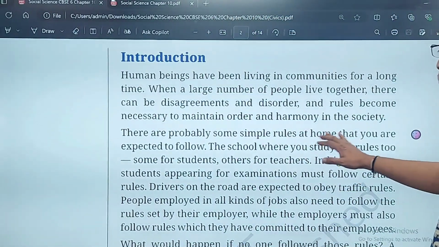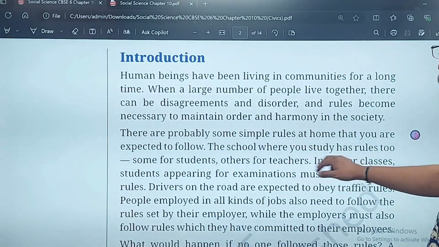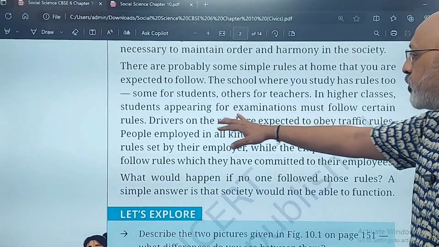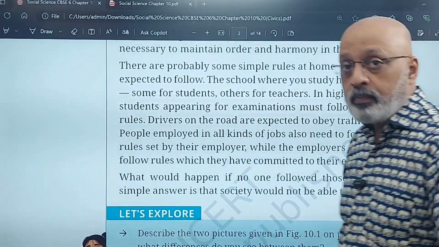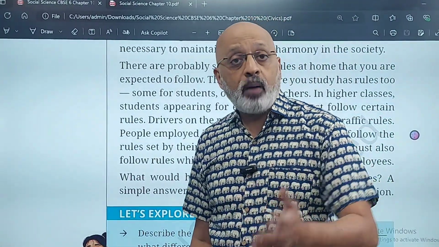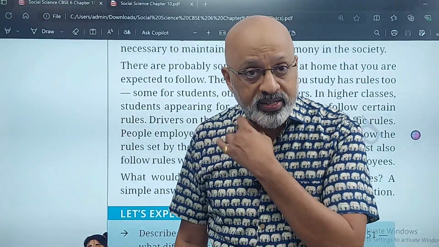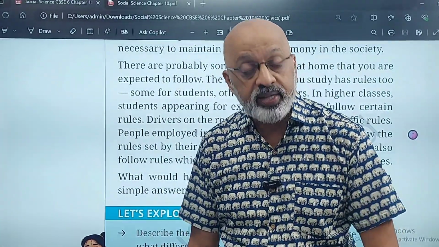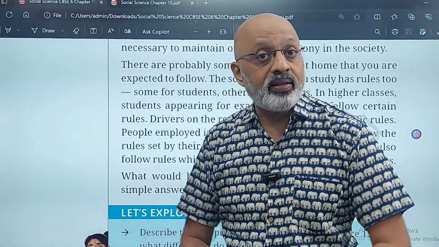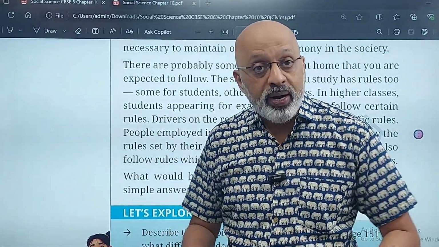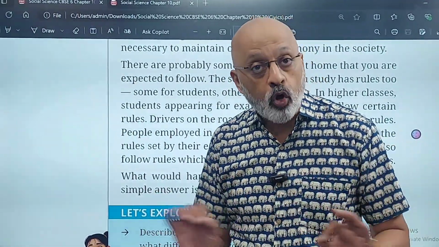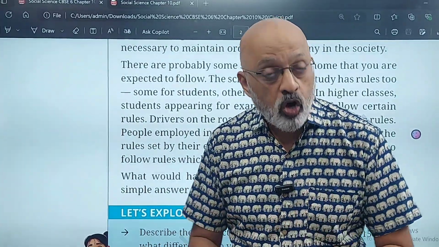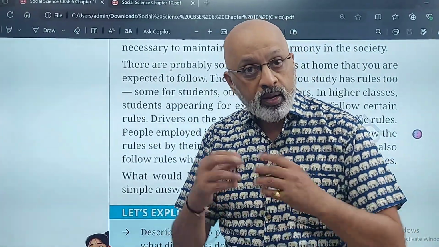Now, there are probably some simple rules at home that you are expected to follow. The school where you study has rules too. Some for students, others for teachers. For example, you have to wear a uniform. कि आपको uniform पहनना पड़ेगा. अगर tie पहनना है तो tie पहनना पड़ेगा. If the skirt has to be of a certain length, the skirt should be of that length. If you have to wear a belt, your belt has to be proper, not torn at different places. So the socks have to be of a uniform color, right?